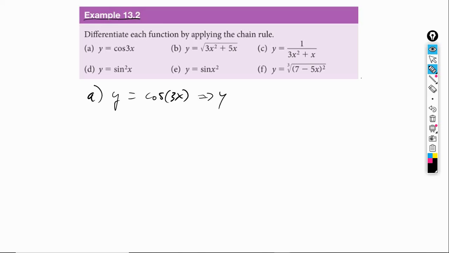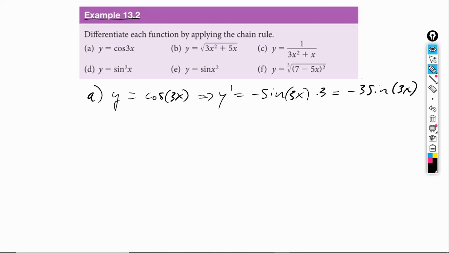So what would be the derivative of this? So again, the derivative of the outside, cosine of 3x. Remember that the derivative of cosine is negative sine, so this would be minus sine of 3x, times the derivative of the inside. The derivative of 3x is 3. So this times 3, and we have to rewrite it as minus 3 sine of 3x.